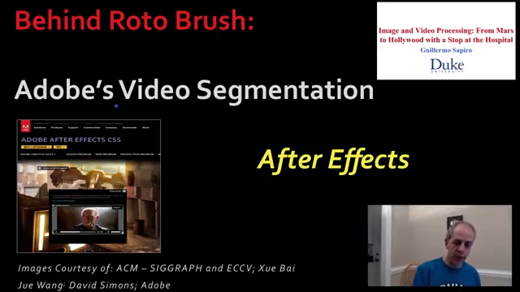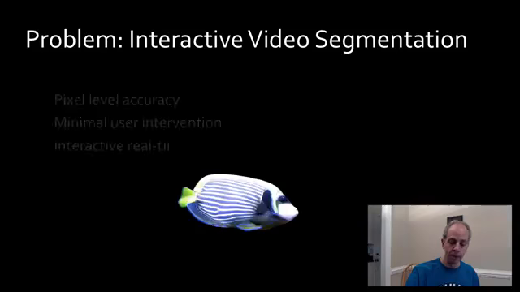Roto Brush is the video segmentation algorithm inside After Effects. After Effects is the video processing product from Adobe, and Roto Brush was released around April 2010 with a new version of After Effects that was released at that time, and it was considered one of the highlights of that new release. So I think it's very cool to learn about the basic concepts behind Roto Brush. So let's dive right in.